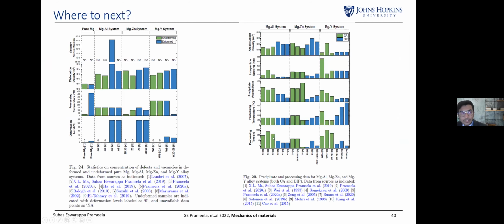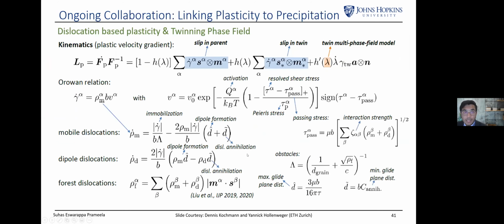So where next? In our Mechanics of Materials article recently, we summarized a lot of our experiments, but if you really want to push the next generation of magnesium alloys, we need a lot more experiments and a lot more data. And more importantly, we need a better integration between crystal plasticity models and precipitation and recrystallization phenomena, thermomechanics that can guide us for materials design. And this has been a wonderful collaboration with Dennis and Yannick over at ETH Zurich.